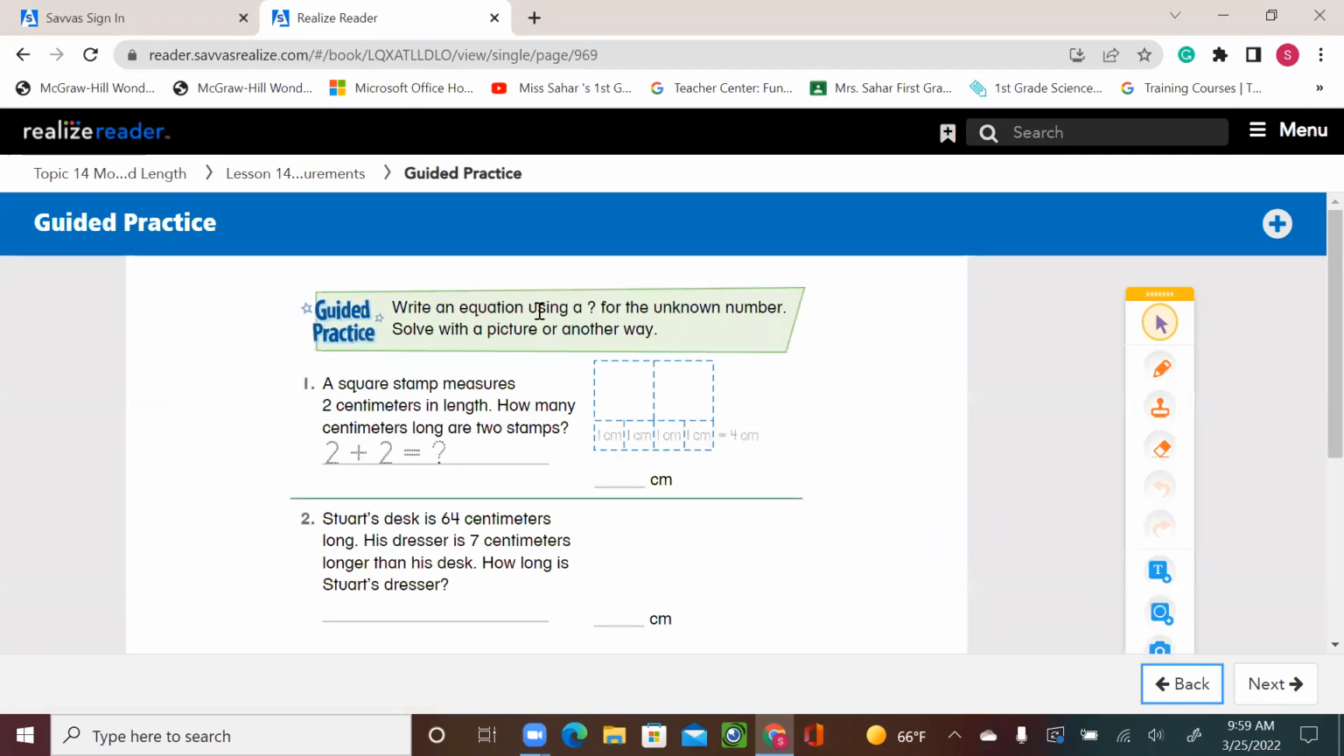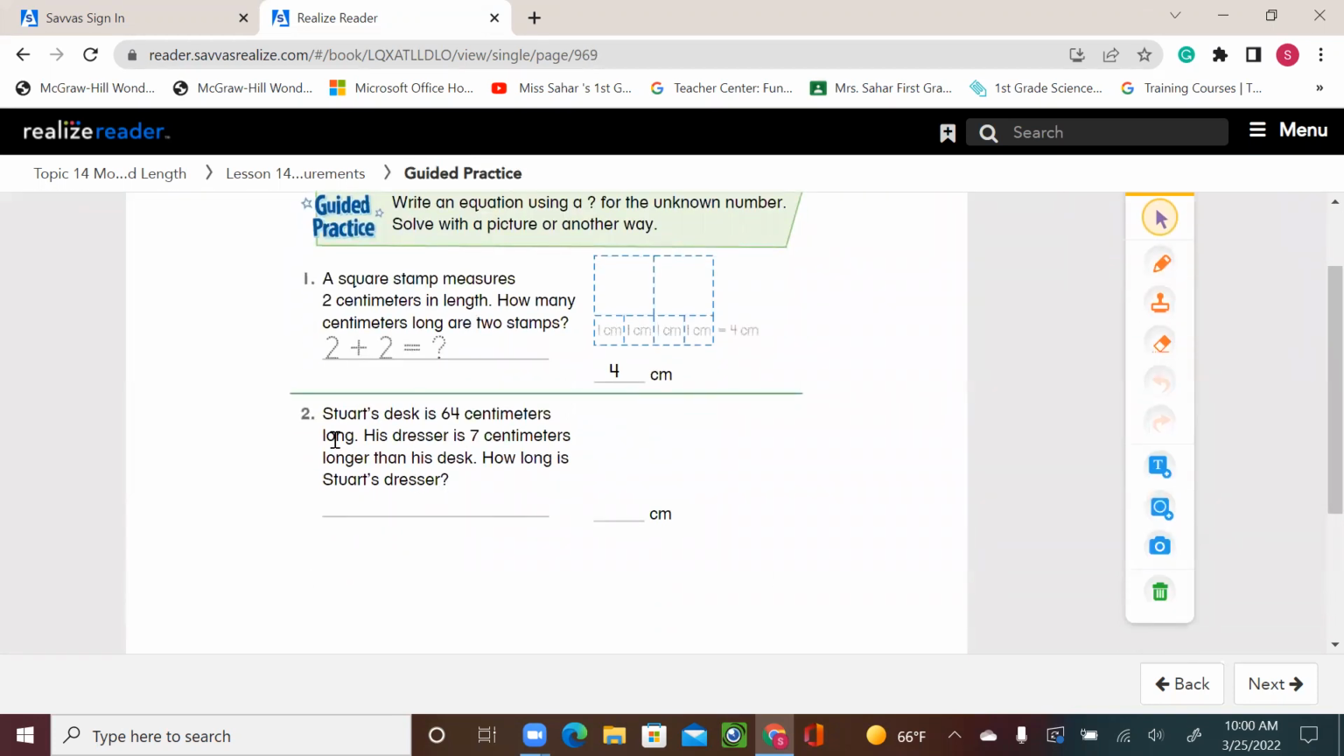All right, write an equation using the question mark for the unknown number. Solve with a picture or another way. Over here, a square stem measures 2 centimeters in length. How many centimeters long are 2 stems? So each stem is 2 centimeters in length. So I have two square stems. So that means 2 plus 2 equals 4. So let's write here 4 centimeters. And then put your answer here. And that's the unit we use for measurement.